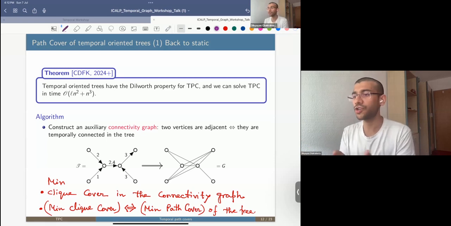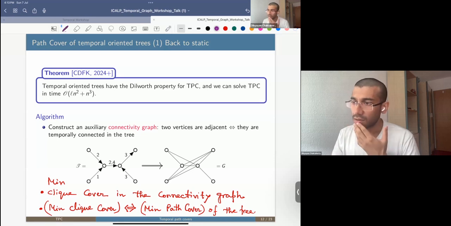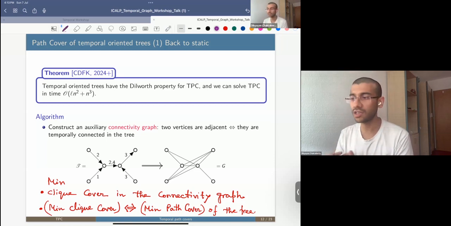Now, why? We have to show that this whole algorithm is polynomial. Of course, the first step is easy. For the second step, we have to show that the connectivity graph is structured enough so that you can compute the minimum clique cover, and that's where the bulk of the effort goes. And then we also have to prove a lemma which says that every clique in the connectivity graph indeed corresponds to a valid temporal path in the tree.